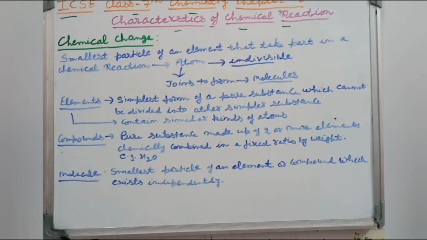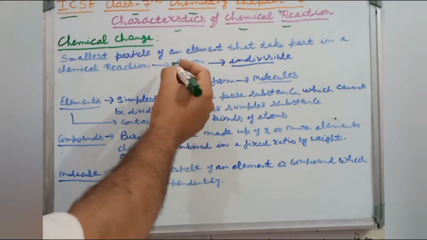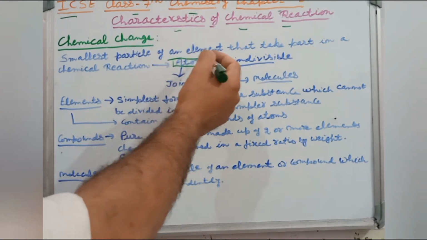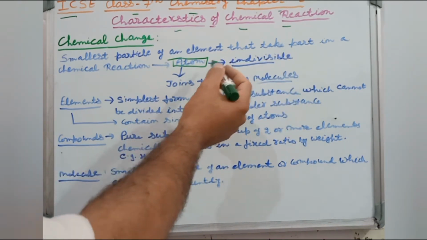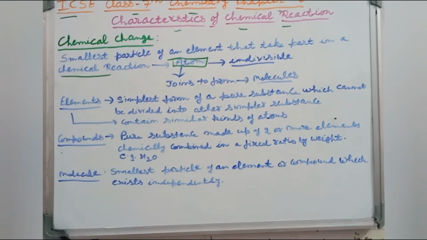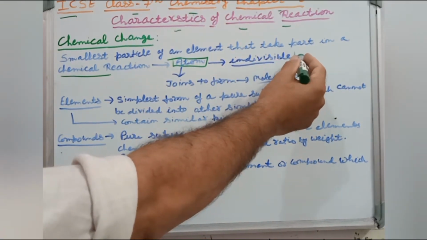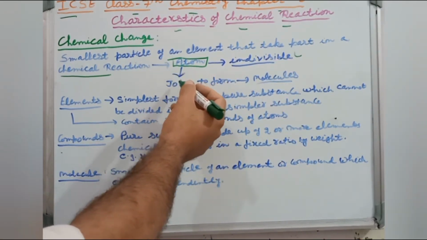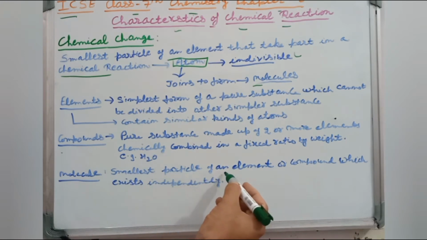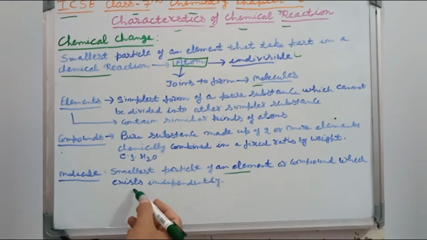Before we proceed to this lesson, for a recap we will do here what is an atom. Atom, as we have already learned, is the smallest particle of an element that takes part in a chemical reaction and which is indivisible, and it joins to form molecules, right? Molecule is the smallest part of an element or compound which exists independently.